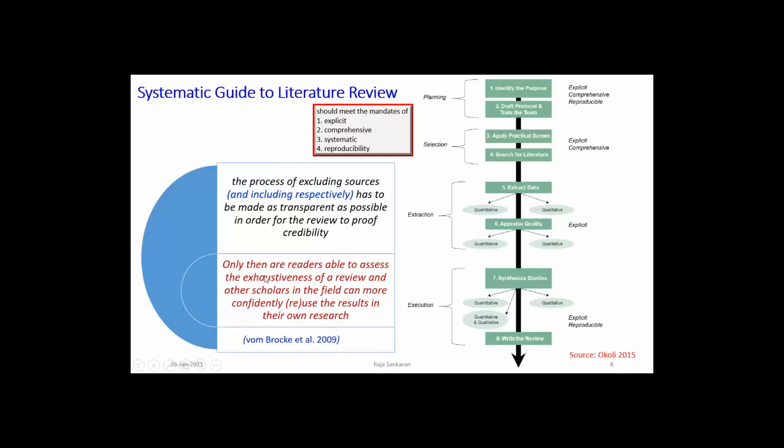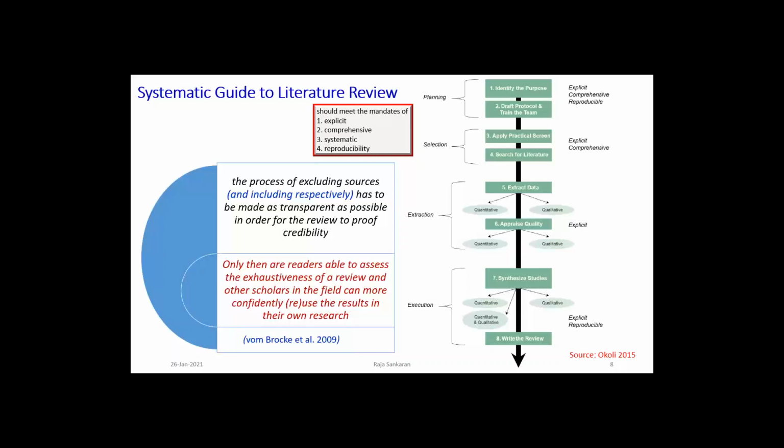Only then are the readers able to assess the exhaustiveness of a review, and other scholars in the field can more confidently use or reuse the results in their own research. Now, this is again a very key important aspect. After you have written your research paper which is published, what kind of citations do you get? One is the kind of citation, and second is the number of citations. That is determined by the quality of your research paper by itself.